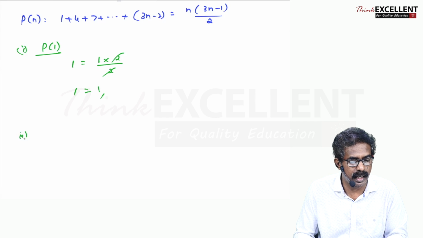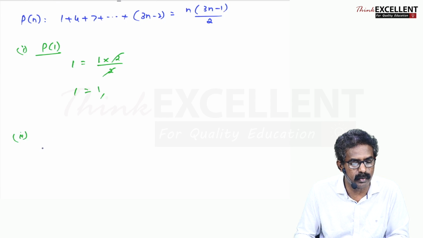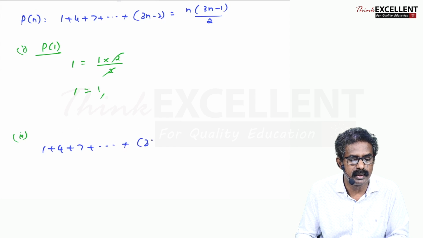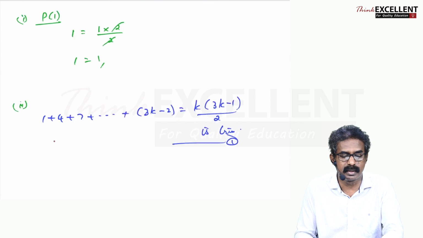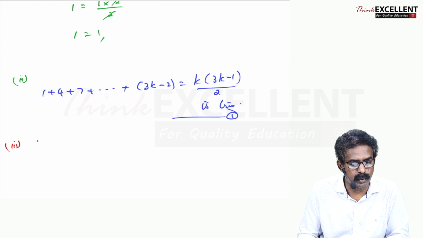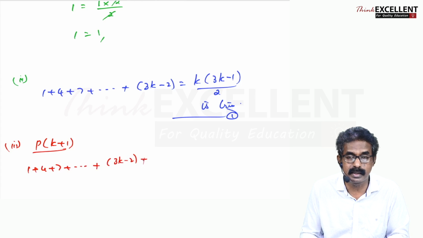Second step, assume P of k is true. What do you do? Wherever n comes you put k. So you are getting 1 plus 4 plus 7 plus etc. up to 3k minus 2 equal to k into 3k minus 1 by 2 is true. Because it is only an assumption. Now please listen the last step, third step, P of k plus 1. Copy these k terms first, 1 plus 4 plus 7 plus etc. up to 3k minus 2 plus next term.